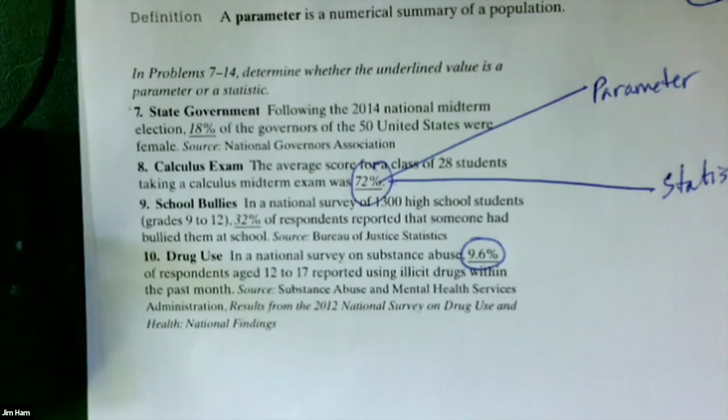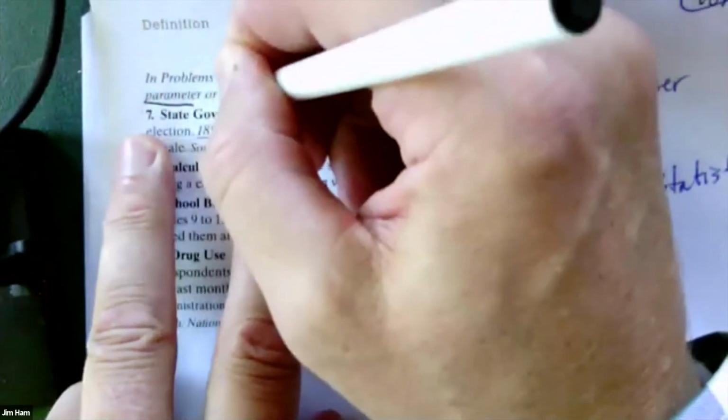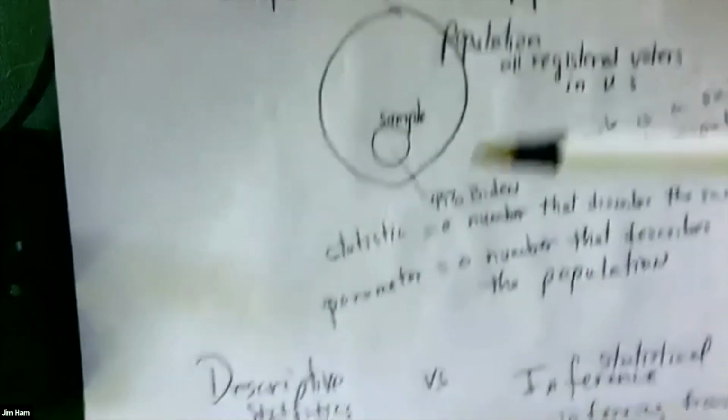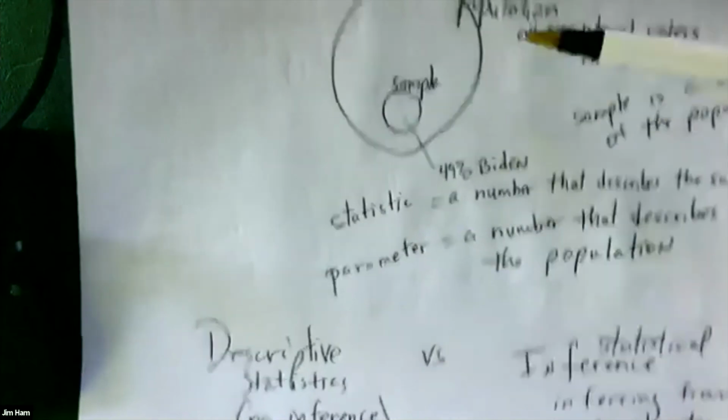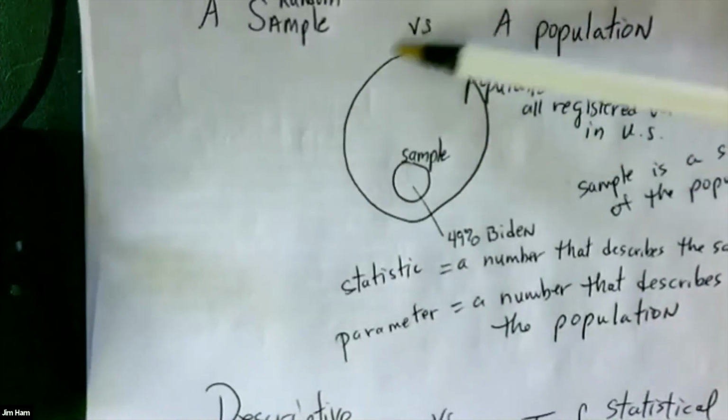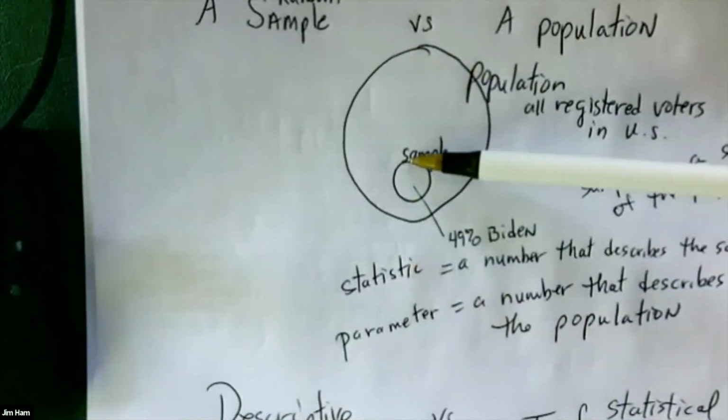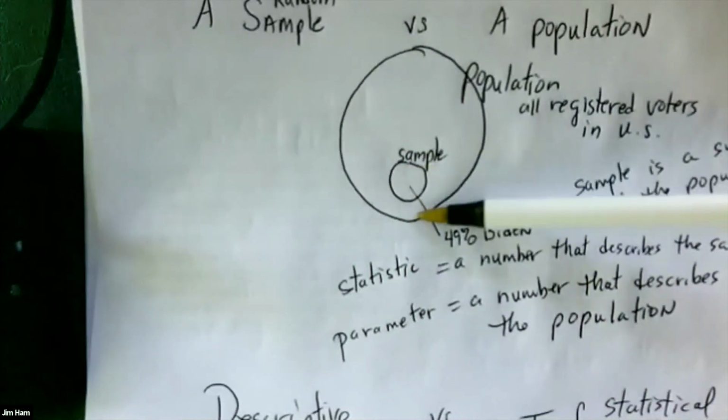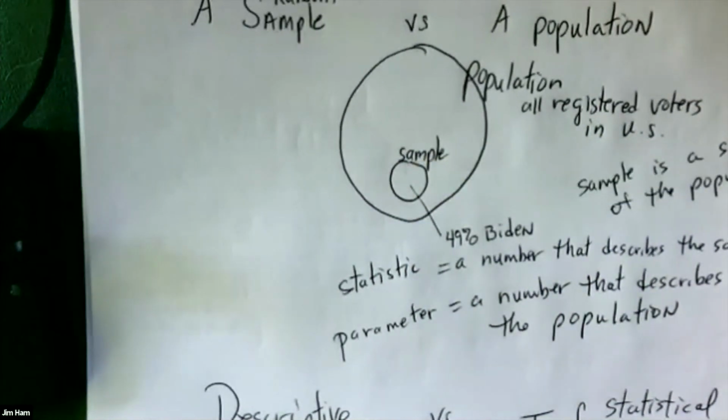Okay, let's take a look at this idea of the difference between a parameter and a statistic. A parameter is a number that describes the whole population, and a statistic is a number that describes the sample when we're doing statistical inference.